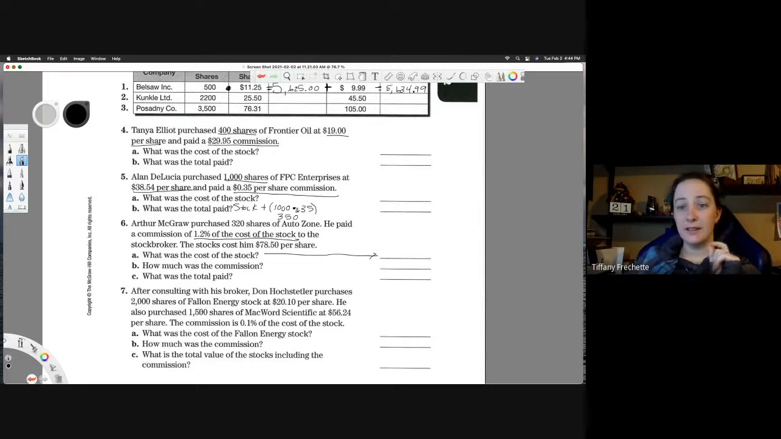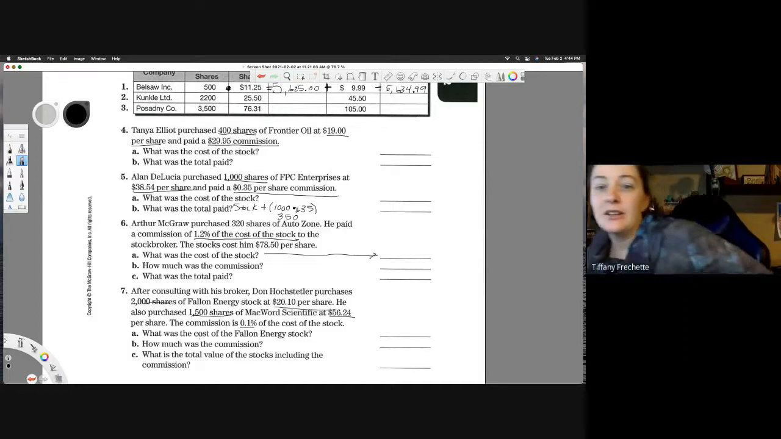Down here, this one gets a little more complicated. He's buying 2 different kinds of stock. So after consulting with his broker, Don Houchsettler purchases 2,000 shares of Fallon Energy at $20 per share. He also purchases 1,500 shares of Macworld Scientific at $56.24 per share. The commission is 0.1%. That's a very tiny commission. So kind of awesome there.